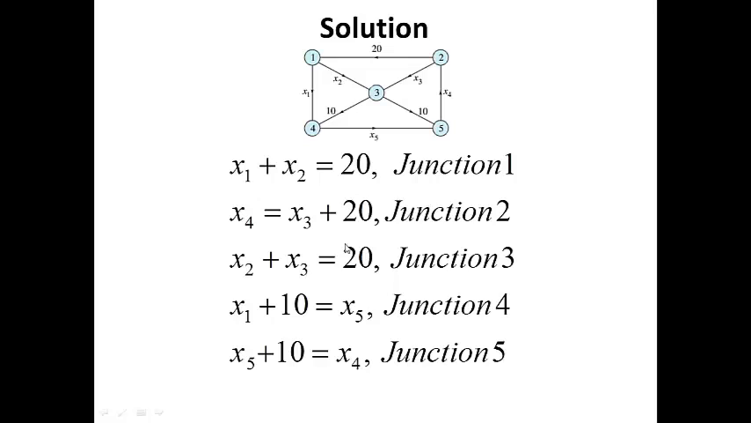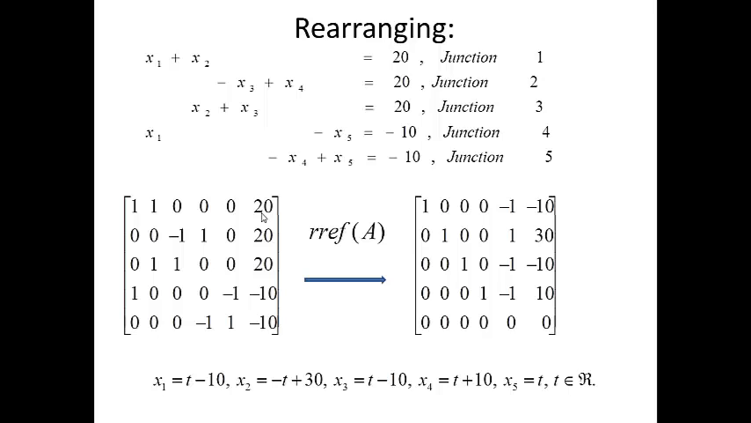I call this my raw system. Now I would rearrange this to look like what we've seen before. So rearranging, we have x1 plus x2 equals 20 and so on and so forth, and this gives us our beautiful system that resembles what we've seen before. And setting up the augmented matrix using your iPad with the Math Studio app, we can do the reduced row echelon form of the matrix, and this right here is our RREF, the reduced row echelon form of the matrix.